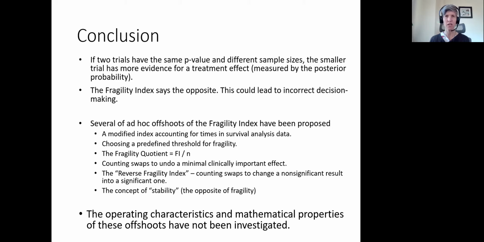So there's not really been an exploration of how they actually are going to perform in terms of informing decision making. So until that's done, I would be reluctant to recommend these either.